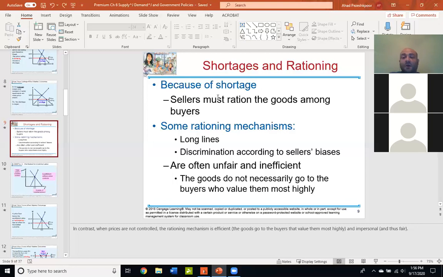But if you leave the long lines just be there, as time goes by, supply and demand becomes more elastic, and the situation will only deteriorate. The goods do not necessarily go to the buyers who value them most highly.